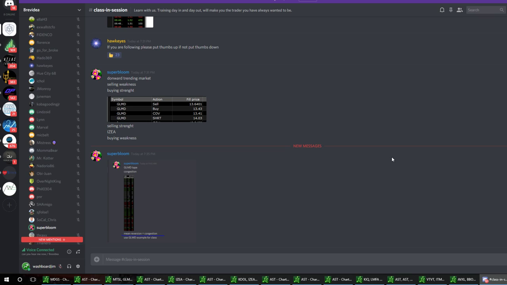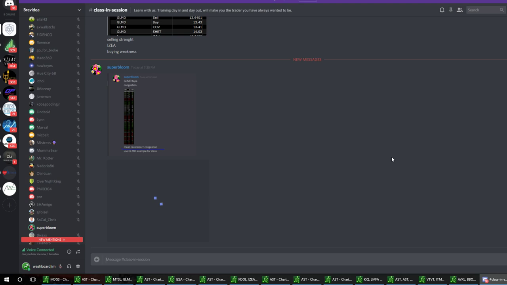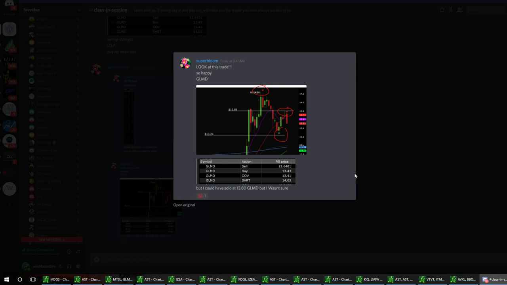Okay, so here we go. Let's look at this picture really quick. Click on that picture that I just posted. Okay, here we see what? 1381 is resistance, correct? 1324 is the support area. Is everyone confused by 1324 support and 1381 resistance? It's subtle, but I'm drawing these lines to figure out where the market's going. Okay, follow my blue circle. See that blue?